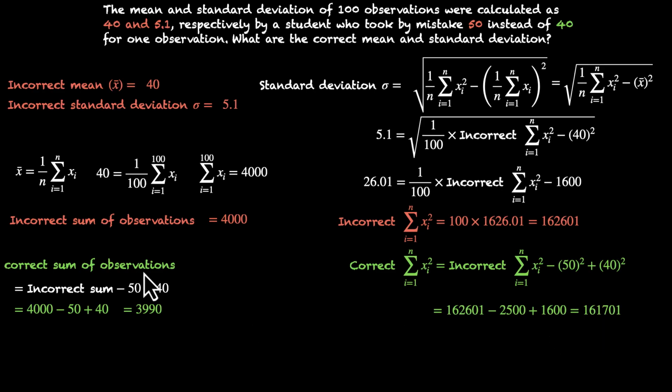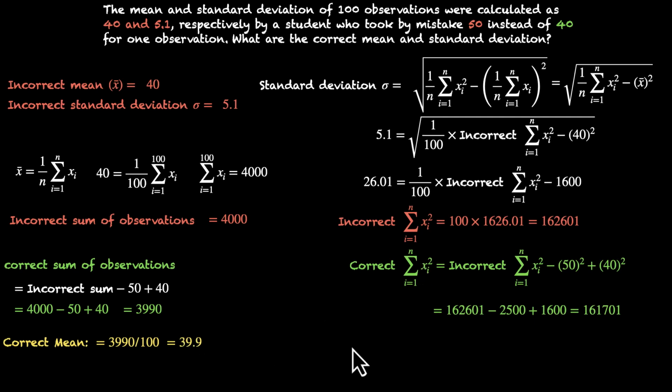Now we have the correct sum and we have the correct sum of squares. We can figure out the correct mean and the correct standard deviation. So let's do that. Let's first figure out the correct mean. That's the sum of all the observations divided by the total number of observations. That's going to be 3990 divided by 100. That's 39.9. So our correct mean is not 40, it's 39.9.